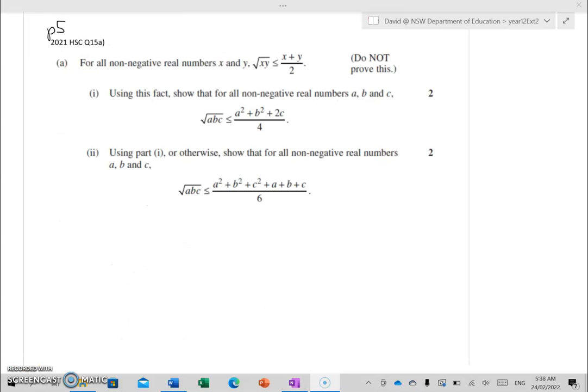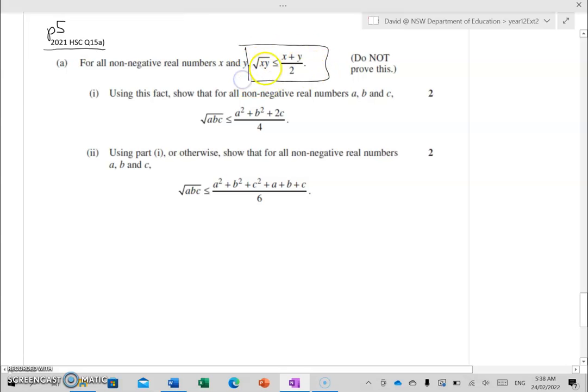Because we're time poor, I'm going to jump to the HSC question on page 5. So this was last year's HSC question 15A. We start off with the typical expression to say that we're allowed to assume AM-GM. So using this fact, show for all non-negative real numbers that this.